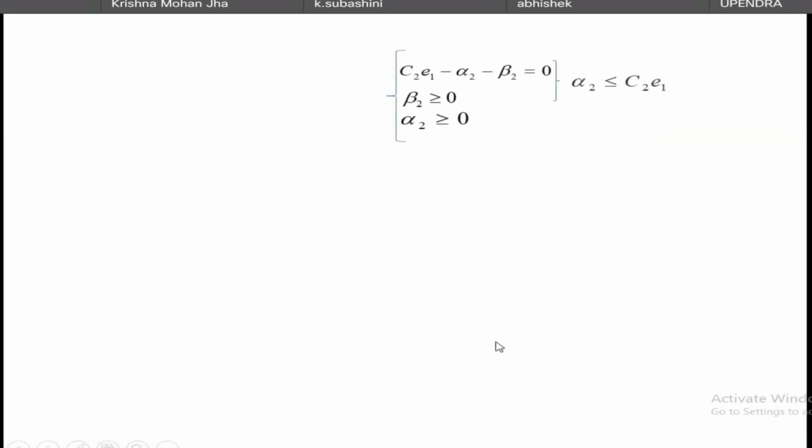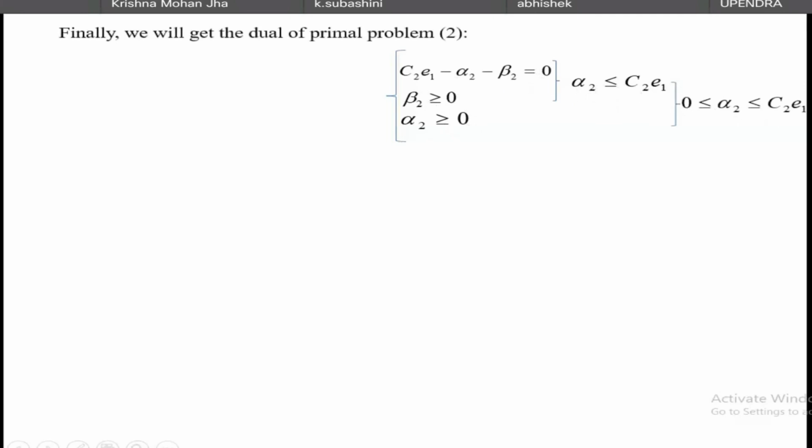So in the last, obviously again there are some constraints, so you have to handle the constraints also. So beta 2 is greater than or equal to 0, alpha 2 is greater than or equal to 0. So you can combine these two constraints. Based on this, you can write alpha 2 less than or equal to C2 E1. And further, you can combine these two inequalities and write them in a single inequality like this.